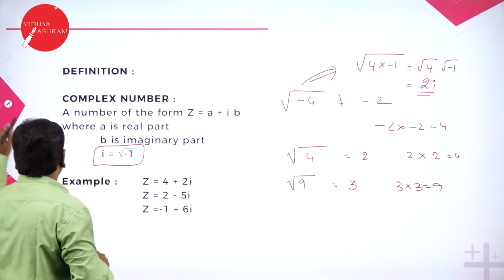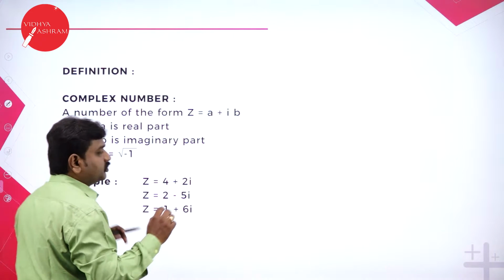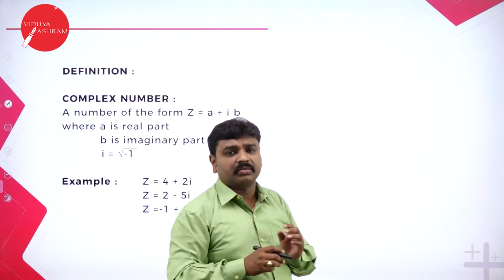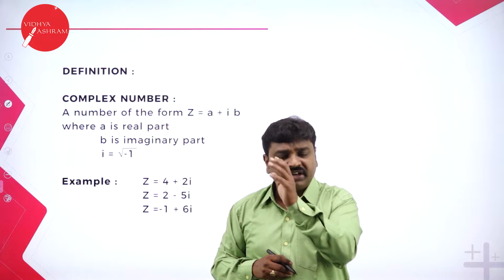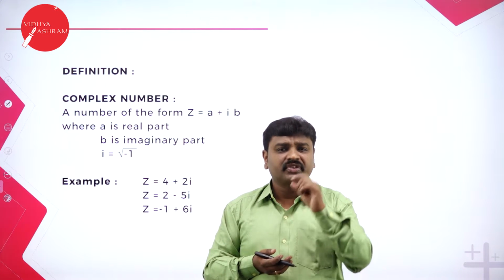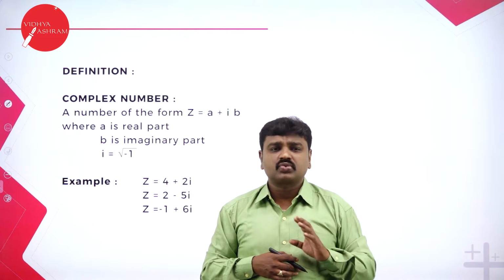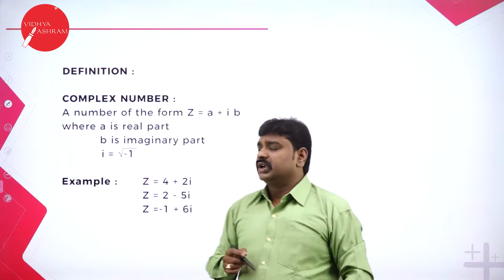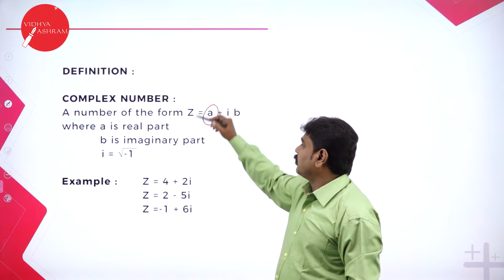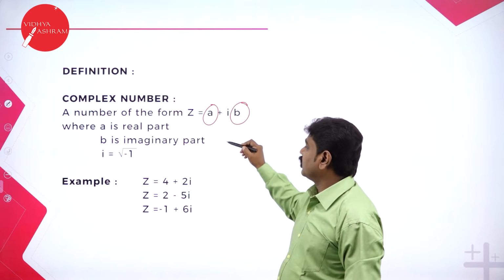So now let me conclude some important concepts. First, what is the definition of a complex number? Any number of the form z is equal to a plus ib, where a comma b are real numbers and i is root minus 1, we call it a complex number. And the term without i, this is the real part, the term associated with i, we call it as the imaginary part.